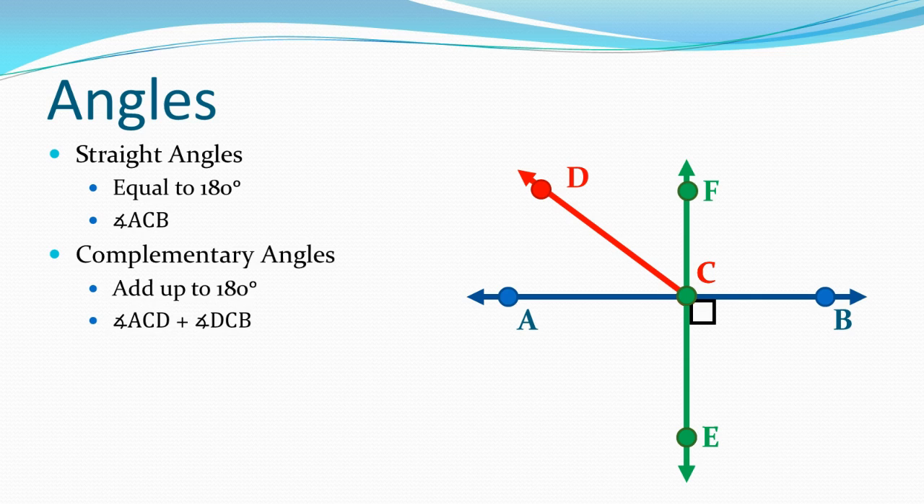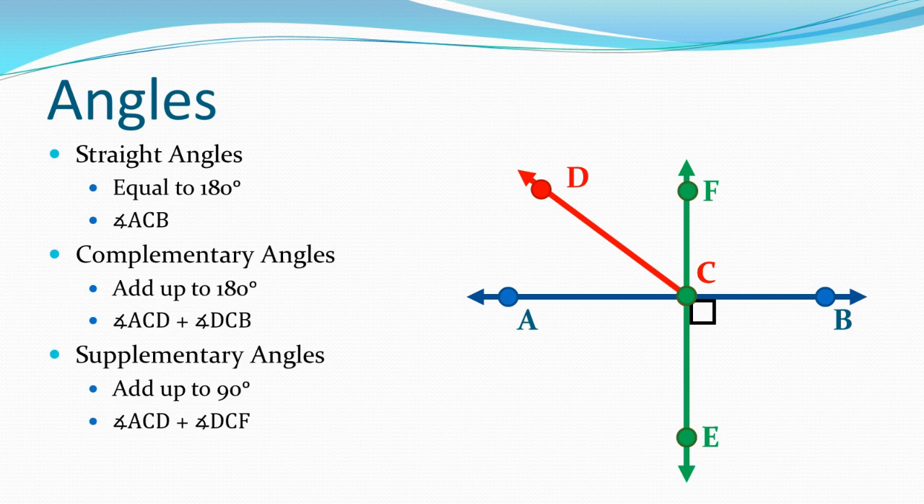Complementary angles add up to 180. So angle ACD and angle DCB added together make a straight line, or 180 degrees. Supplementary angles add up to 90 degrees. So I have angle ACD and angle DCF. If I add those two together, I see that they make one 90-degree angle, one right angle.